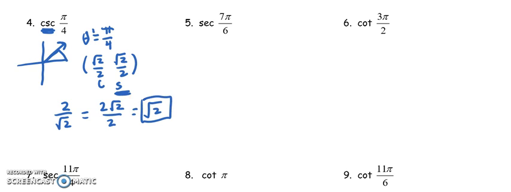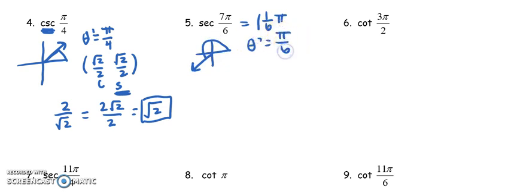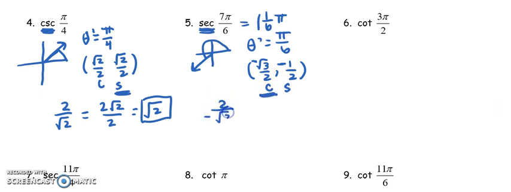All right, secant, 7 pi over 6. So this is 1 1/6 of a pi. Reference angle, pi over 6. You should automatically know pi over 6 is 30 degrees, boom, off the top of your head, just letting you know. So this is going to be root 3 over 2, 1 over 2, but we went to the left and we went down, so these are both negative. And this is cosine and sine, and we're doing secant, so we're going to be flipping our cosine. So 2 over negative root 3 equals negative 2 root 3 over 3 once you rationalize it.